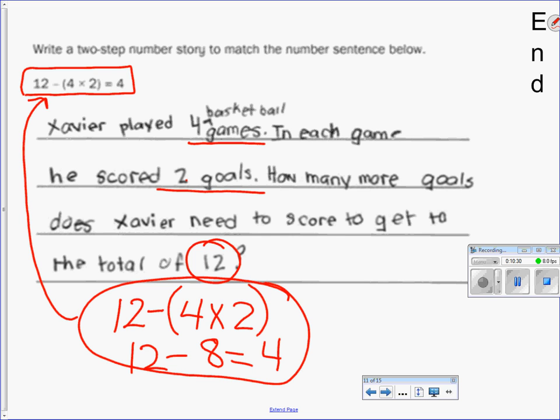All right, boys and girls, take a look at yours, discuss it with someone in your family, and see if you had a good number story for that equation. All right, this completes math message 6.9.